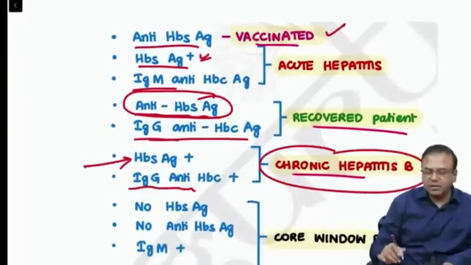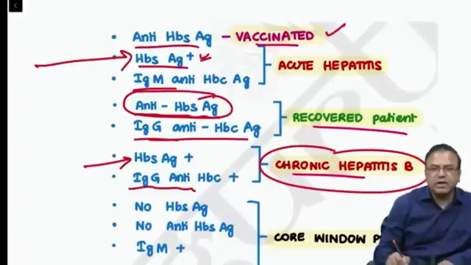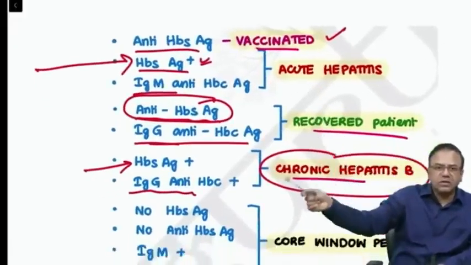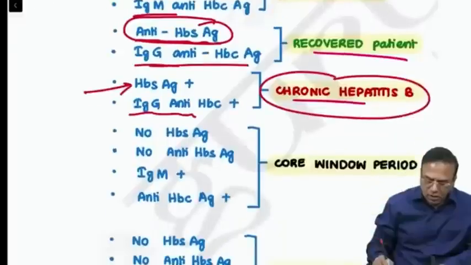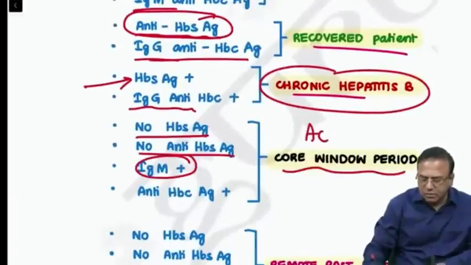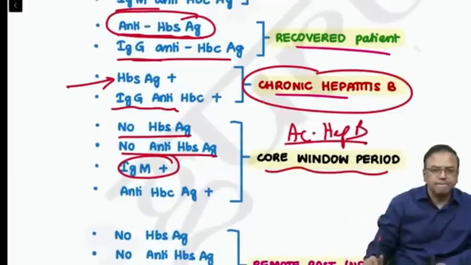Every time the idea is the same. Whenever you see surface antigen, expect the virus to be there in the body. With IgM, it's acute. With IgG, it's chronic. If the patient has no surface antigen, no antibody, only IgM is there, we just saw, this is core window period. This simply means the patient has acute hepatitis B.